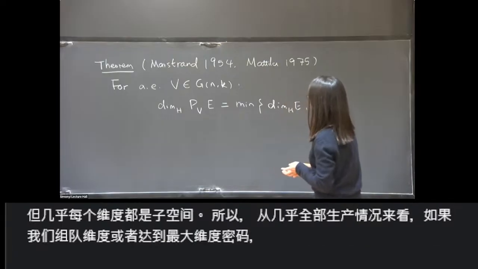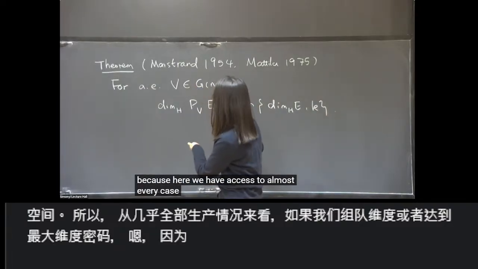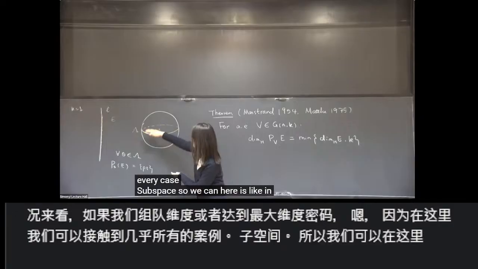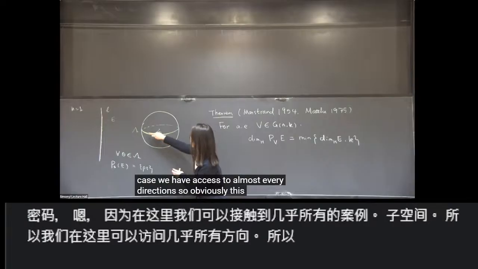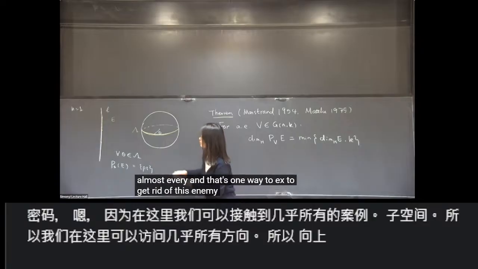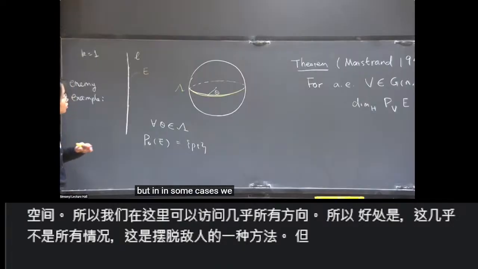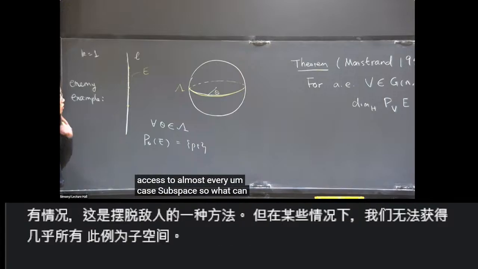Because here we have access to almost every k-dimensional subspace, in this case we have access to almost every direction. That's one way to get rid of this bad example. But in some cases, we don't have access to almost every k-dimensional subspace. So what can we do?